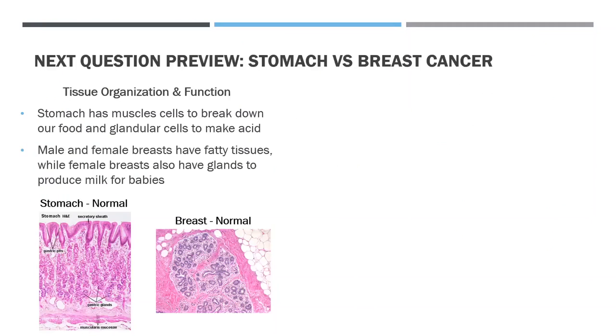Let's do a review of this information for the next question, which is stomach cancer versus breast cancer. Generally, the stomach has muscle tissue to move around our food, and glandular tissue to make acid to help break food down. The breast tissue is meant to store fat, so they have fat or adipose cells. The female breasts also have glands that make milk for babies. Below is a picture of what the tissue organization for the stomach and breast looks like.